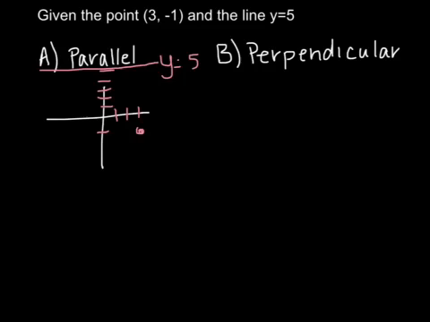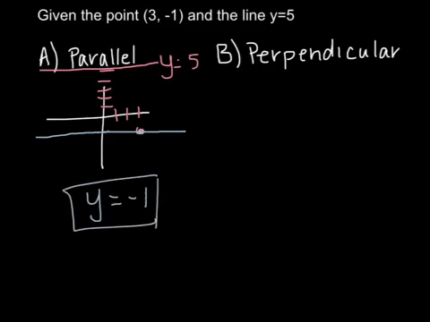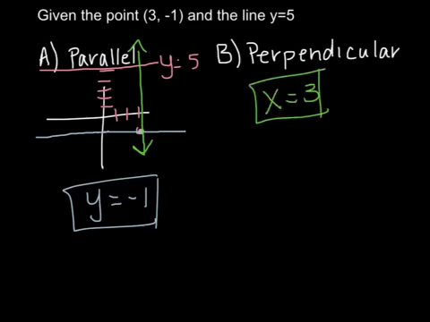Well, if I want something parallel to that, through the point, I'm going to draw a line right there. And that equation goes through y, and what's the point on y? It's at negative 1, so there's my equation. If I want a line perpendicular to that, that means I'm going to have a line that looks like this. So what axis does that go through? It goes through the x at the value of 3.